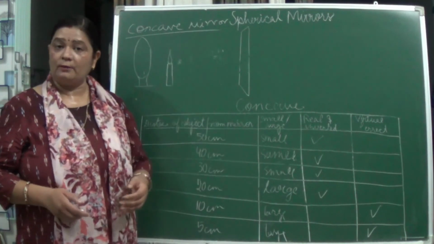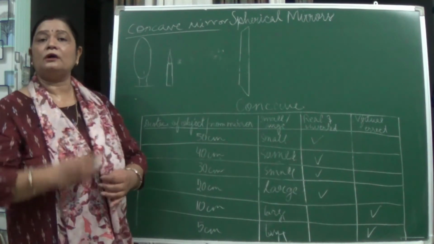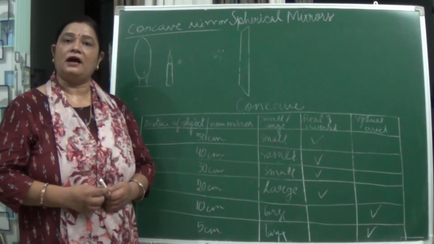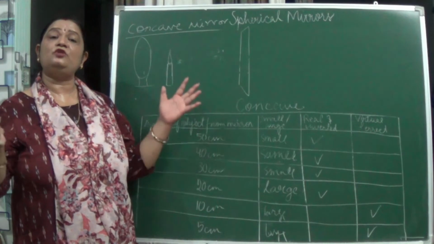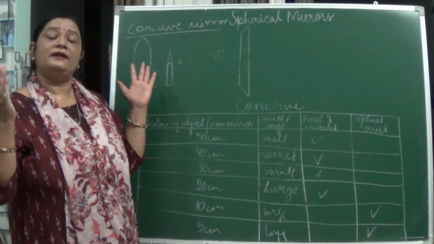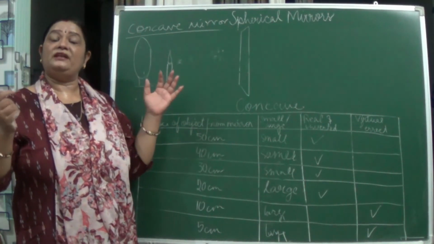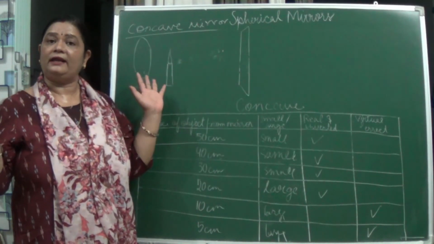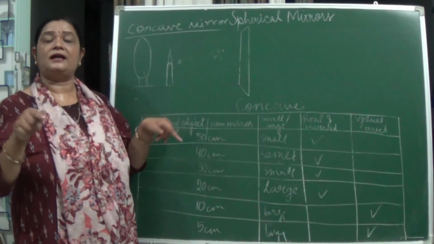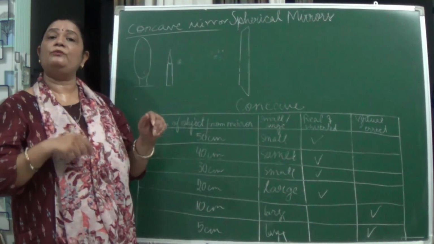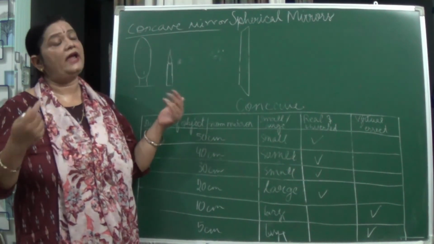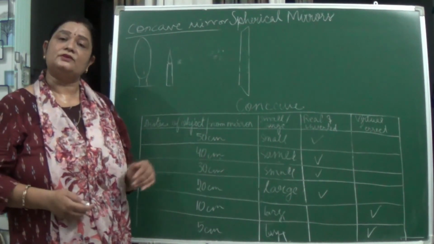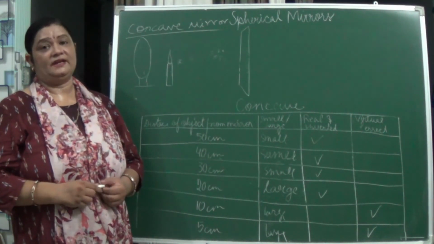When we talk about the convex mirror, you can think of the rear view mirrors of cars. In that you get an erect image, but it is diminished in nature, as it covers a larger area. So rear view mirrors of vehicles, cars or anything, consist of convex mirrors.